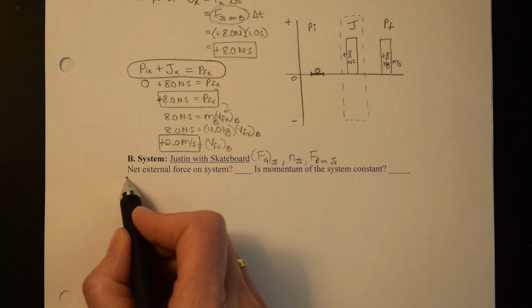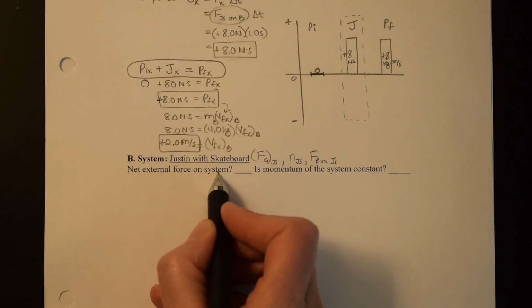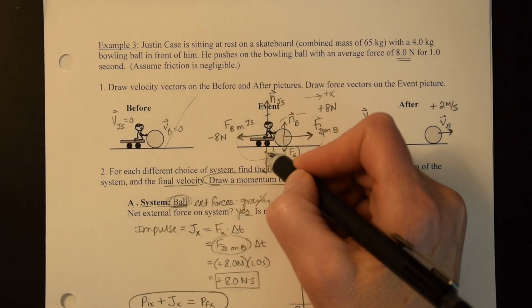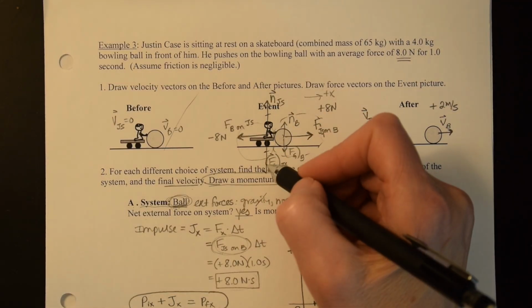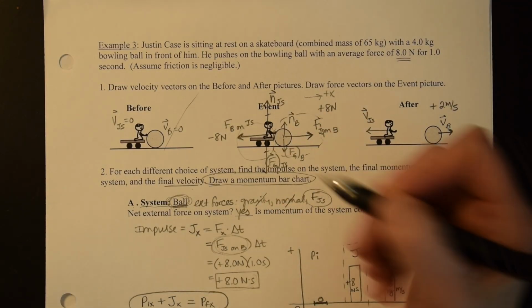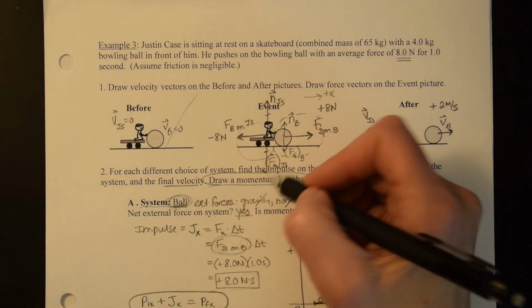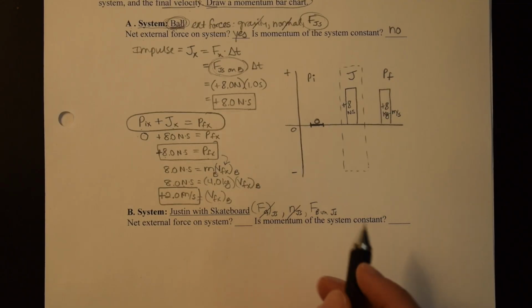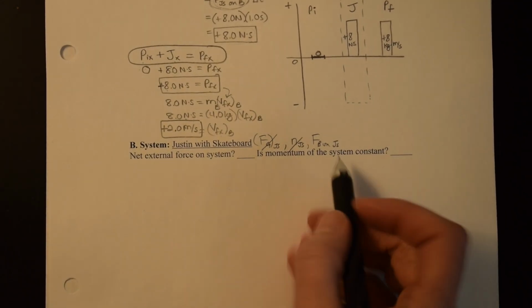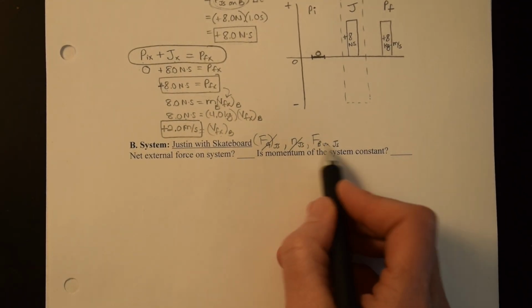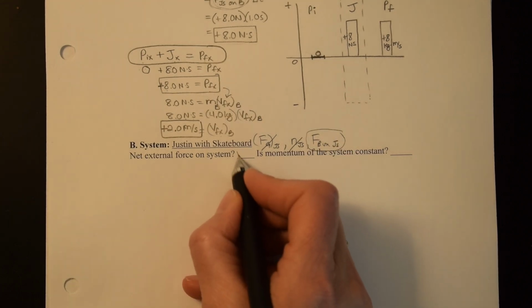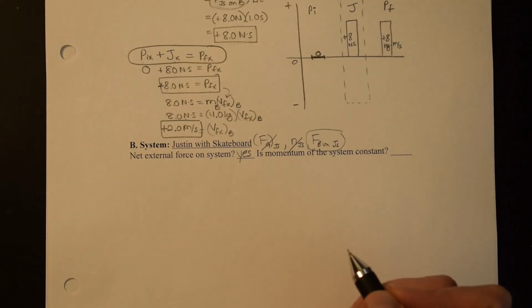Now we need to know what is the net external force on the system. Well, looking at the free body diagram, we can see that the vertical forces are balanced. So if you add up those vectors, you'll get 0 because there is no acceleration vertically going on. So these two cancel out, and we are left with only the force of the ball on Justin and the skateboard as our net external force. So yes, there is a net external force.